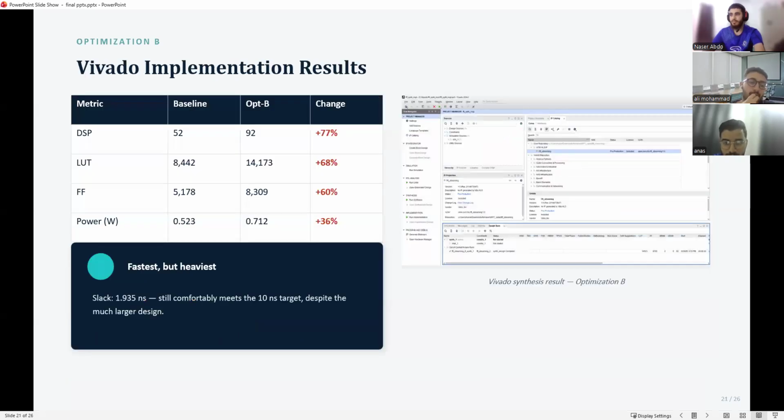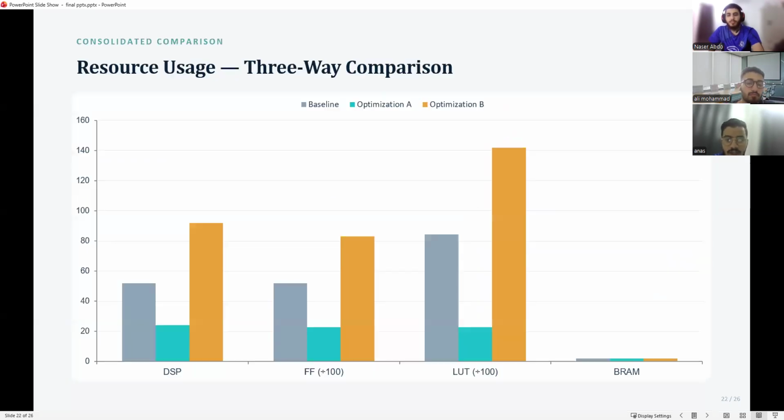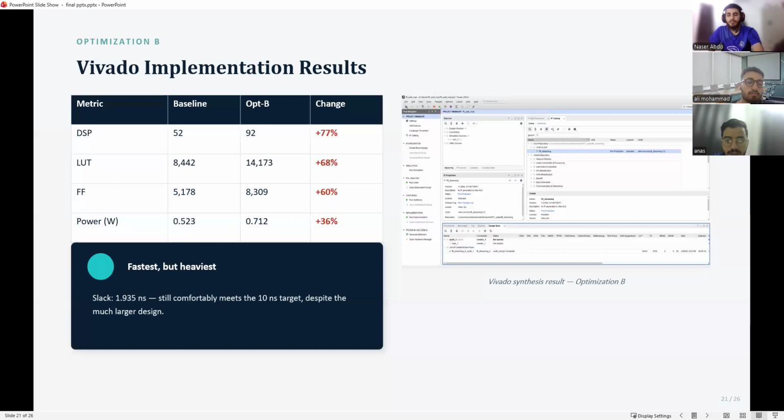Next, please. Here we compare the FPGA resource usage. We can see that each optimization affects the hardware differently. Optimization A uses a small amount of extra memory for the lookup tables. Optimization B uses more FPGA resources due to the increased parallelism. Therefore, choosing the best design depends on whether performance or resource efficiency is the priority.